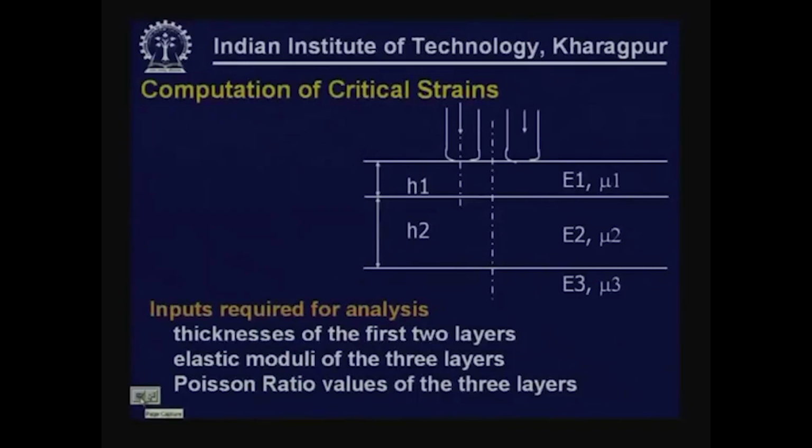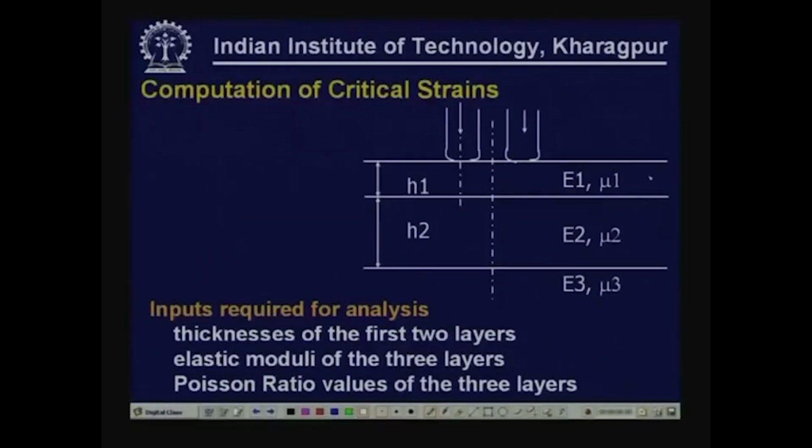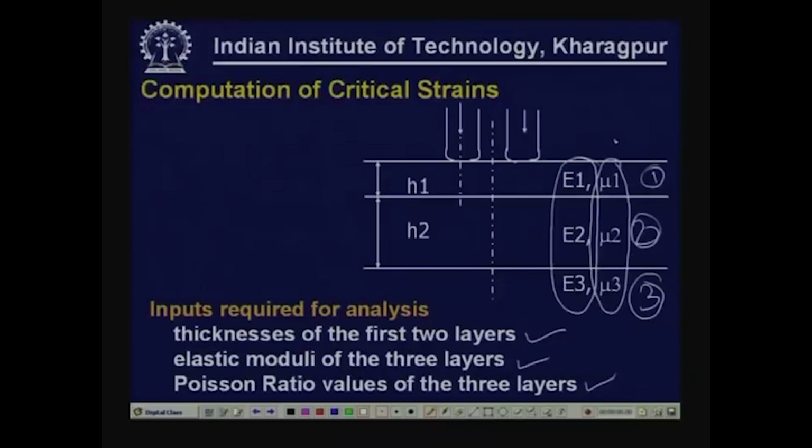So, the inputs that we require, we have layer 1, 2 and 3. The inputs that are required are the thickness of the first two layers, H1 and H2, for analysis of this pavement. We need elastic moduli values of the 3 layers, E1, E2, E3. We need Poisson ratio values of the 3 layers, mu1, mu2, mu3. So, once we have this complete information, we can analyze this pavement for a given loading system.